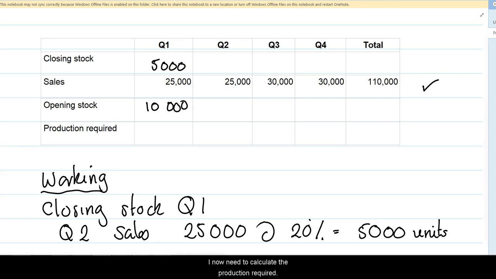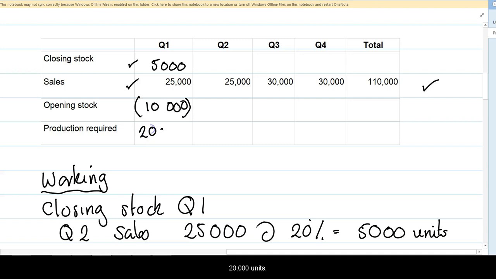I now need to calculate the production required. And if I look at my figures, I've already got 10,000 units in my warehouse. I don't need to make them, but I need to make my amounts to be sold and my closing stock. So the production I require for quarter 1 is going to be 5,000 plus 25,000 minus 10,000, and that will give me 20,000 units. I can then move on to quarter 2.